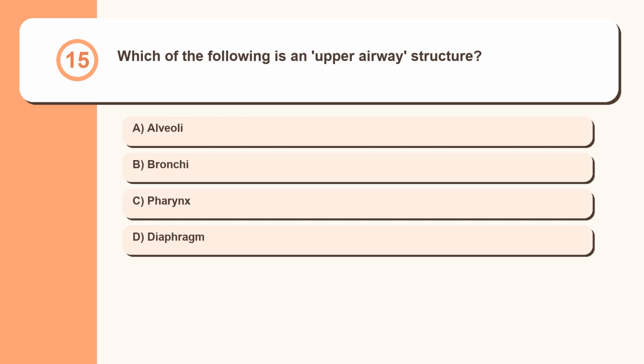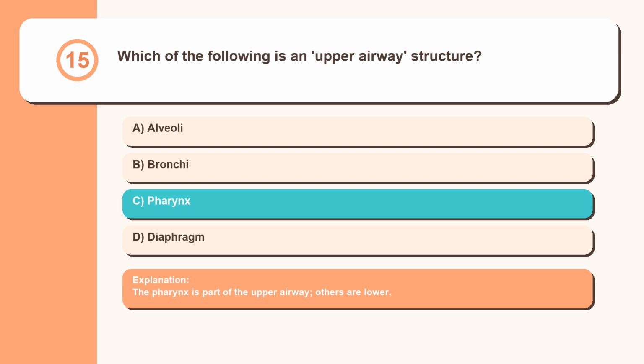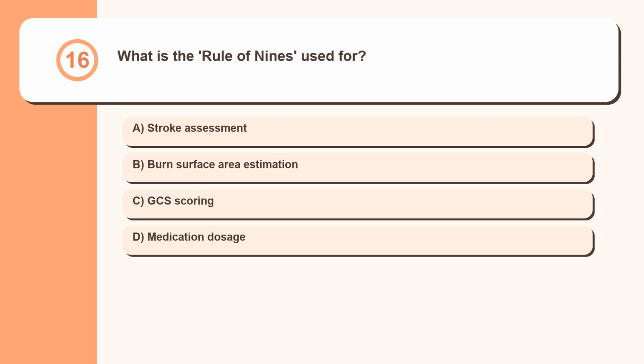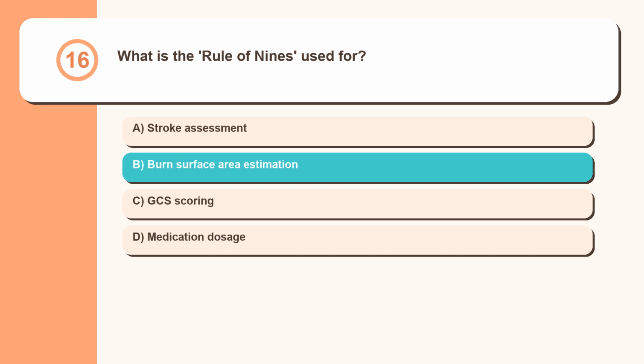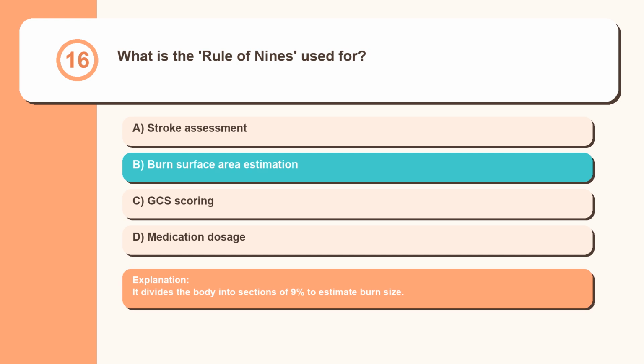Question 15. Which of the following is an upper airway structure? Alveoli, bronchi, pharynx, diaphragm. The pharynx is part of the upper airway, others are lower. Question 16. What is the rule of nines used for? Stroke assessment, burn surface area estimation, GCS scoring, medication dosage. It divides the body into sections of 9% to estimate burn size.